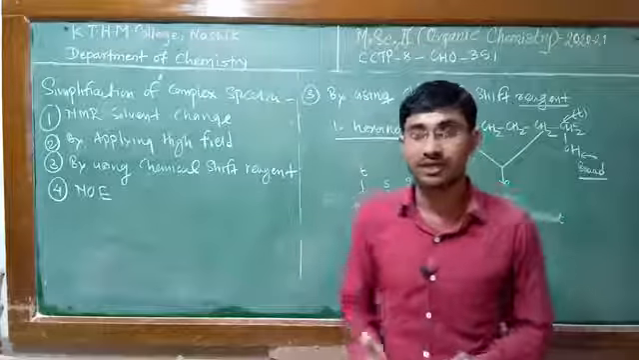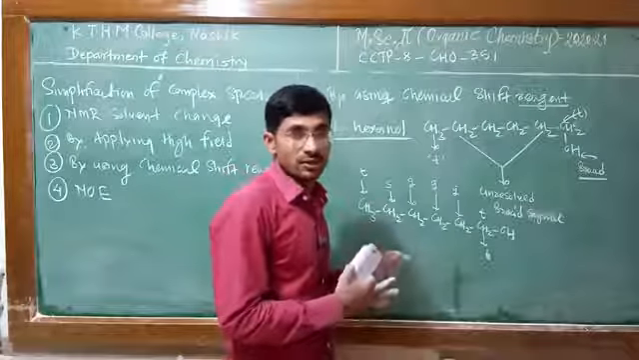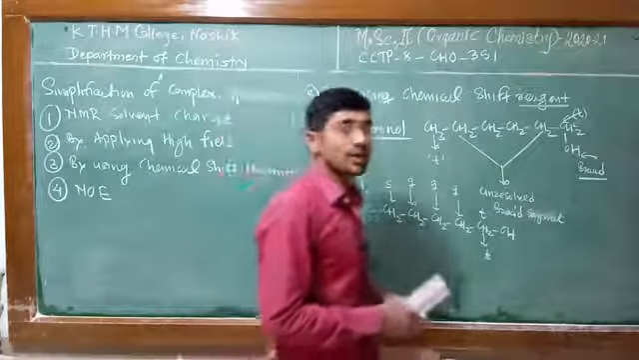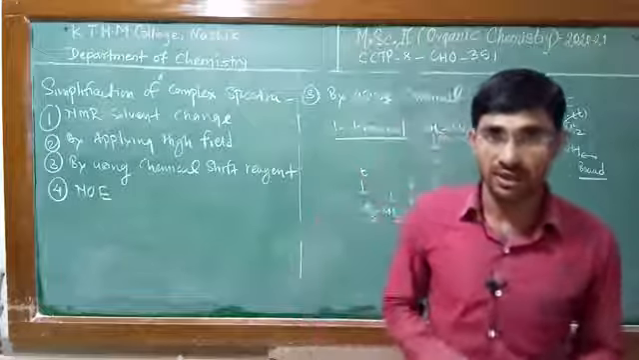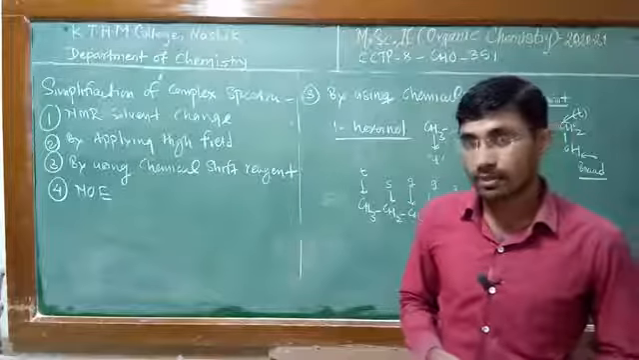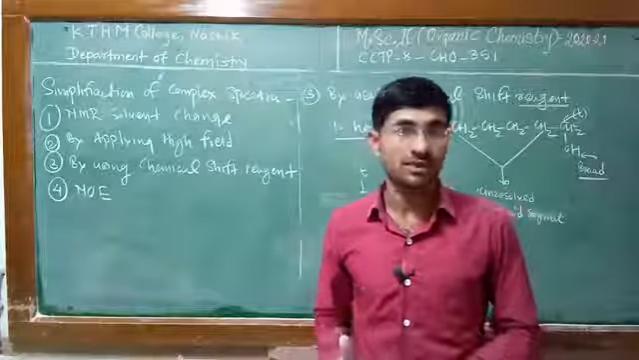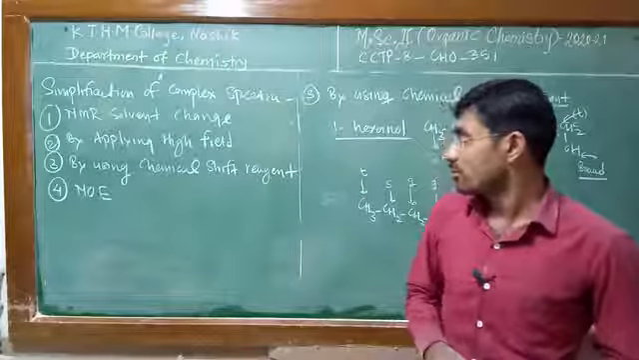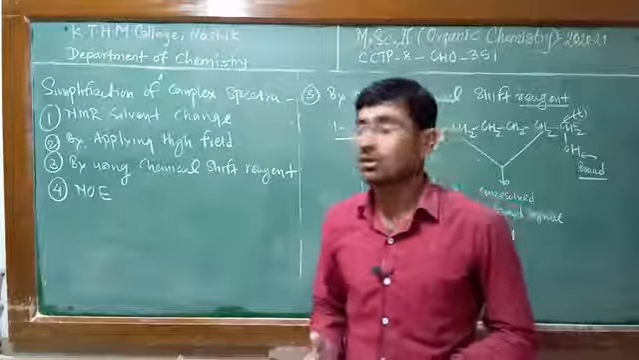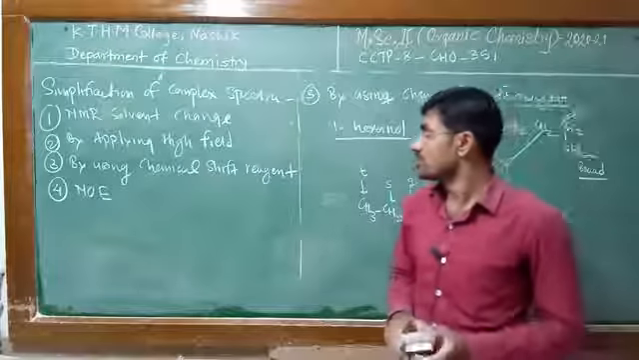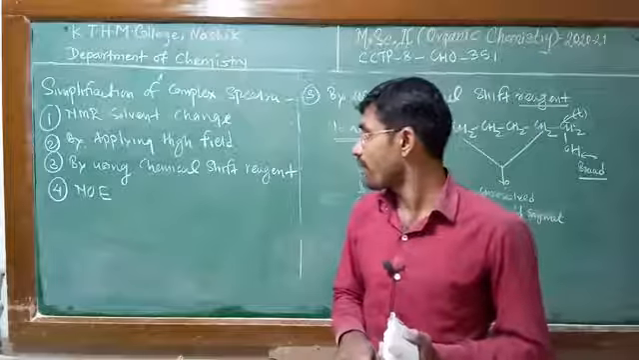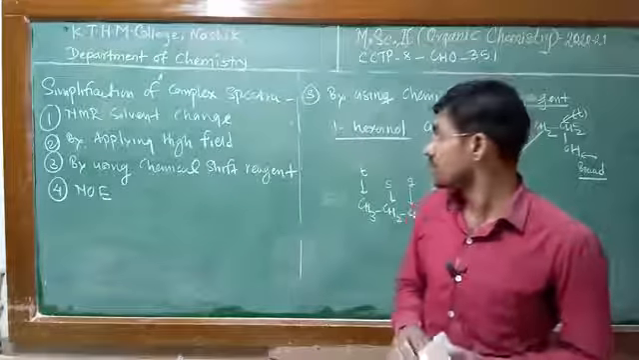When you add the shift reagent, we get proper multiplet spectra that can be analyzed with the help of the n+1 rule. That is, the spectrum becomes a first order spectrum by adding the shift reagent. So by adding the shift reagent, we can resolve the overlapping multiplets. By this way also we can simplify the complex spectra, that is by using the chemical shift reagent. So this is all about the simplification of complex spectra: first by NMR solvent change, second by applying a high magnetic field, and third by using chemical shift reagent.